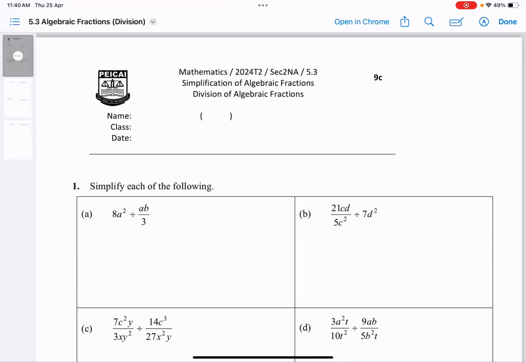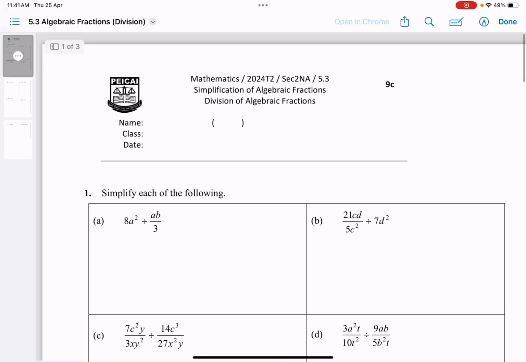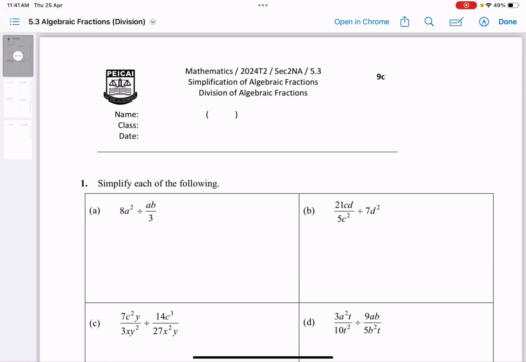And the key difference is that we just need to remember to change the divide sign to a multiplication sign. Okay? And you have actually done this before in your primary school. Some of you remember it as the KFC, or the keep, change, flip. Most of you will remember it as the KFC. Alright, so let us look at the first question. How do we do this KFC method?